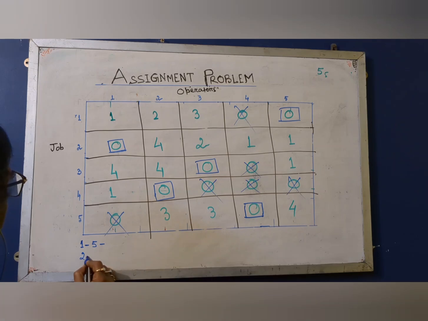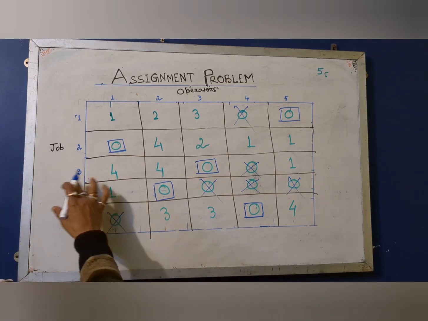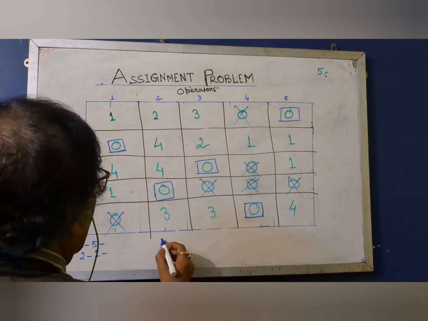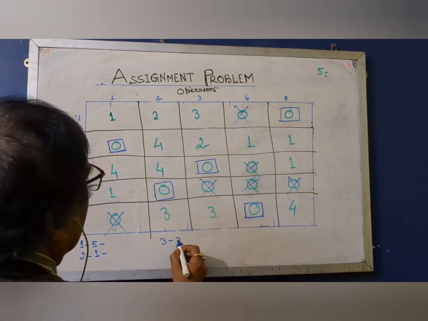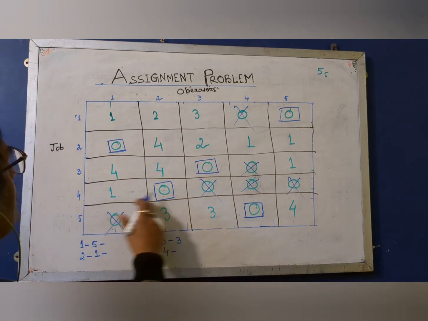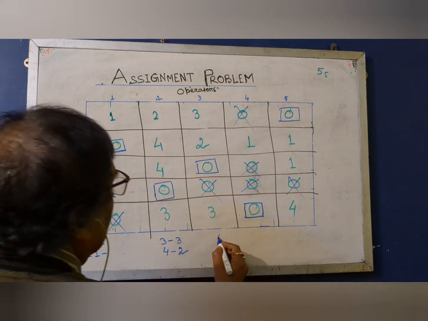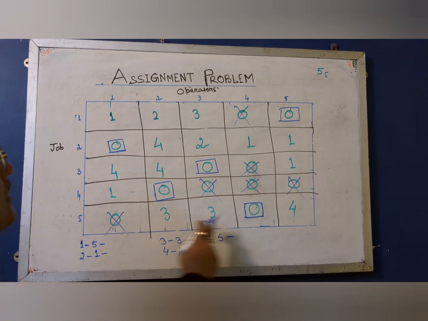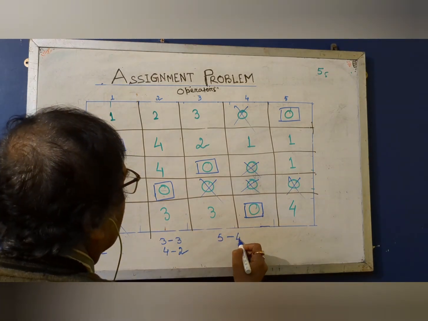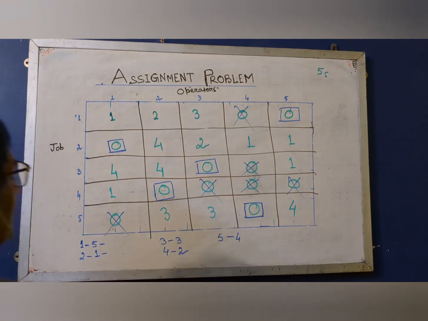Second job is to be allocated to the first operator. Then third job is to be allocated to the third operator. Fourth job is to be allocated by the second operator. And fifth job, I'm writing here, is to be allocated by the fourth operator. Now see, jobs 1 2 3 4 5, and operators 1 2 3 4 5. In this way you have to allocate. Now see what will be the time required.